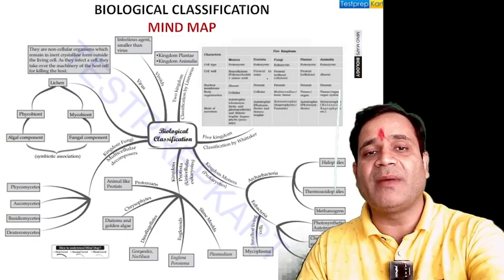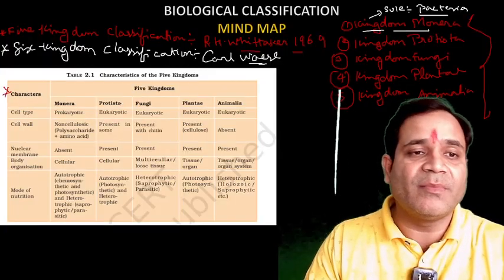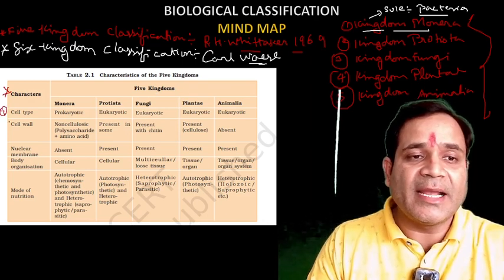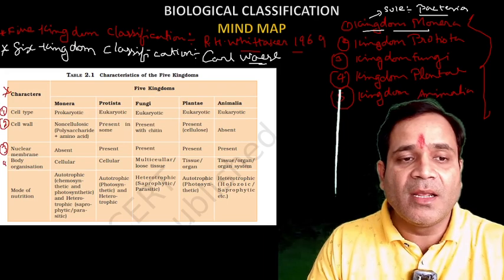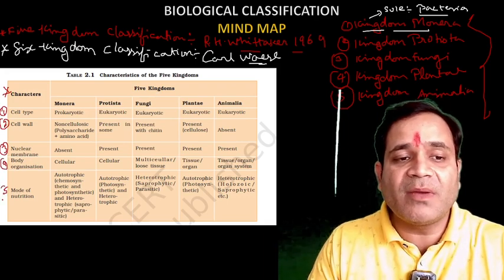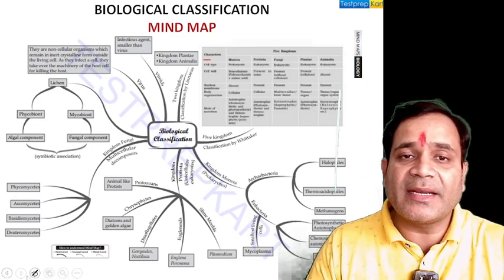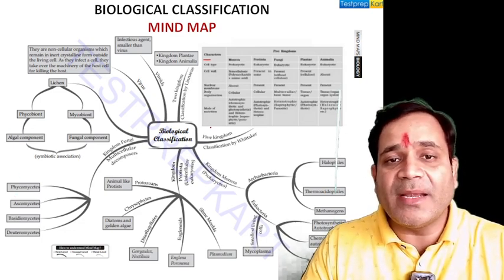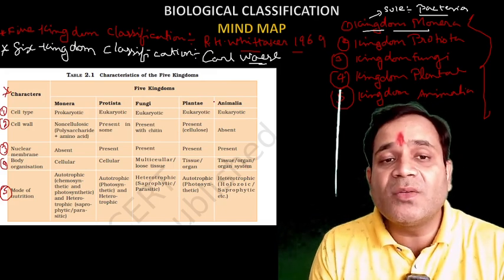See here, this one is the mind map. Here are some characters. So what are the characters here? Number one, cell type. Number two, cell wall. Number three, nuclear membrane. Number four, body organization. Number five, mode of nutrition. These are the characters given in your mind map also, and this is the thing that you have to remember.